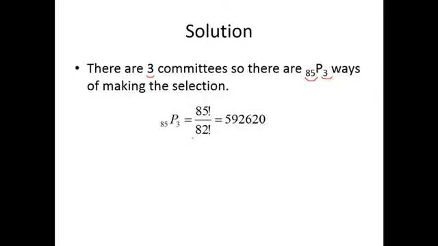You probably have a calculator key for this as well, but if not, you take the 85, minus 3, that gives you the 82 down here, and you do your 85 factorial divided by your 82 factorial. 592,620 different ways to do this. Oh my God.